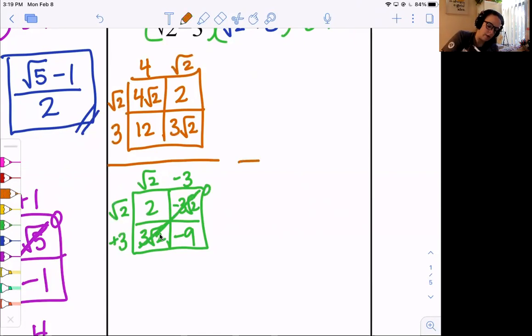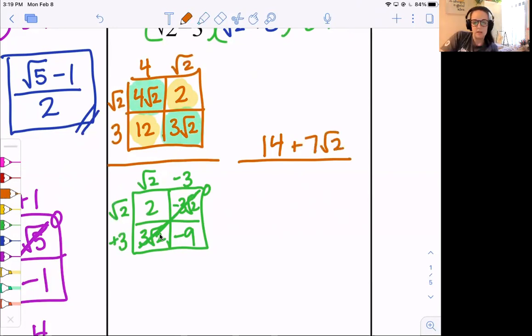So when I go back to my numerator and denominator, I know that 12 and 2 would make 14. And I know that 4 root 2 and 3 root 2 could be added together to make 7 root 2. That is my numerator. My denominator is here. I have 2 minus 9. 2 minus 9 I know is negative 7. Right, so this is my answer. I have my numerator and my denominator.